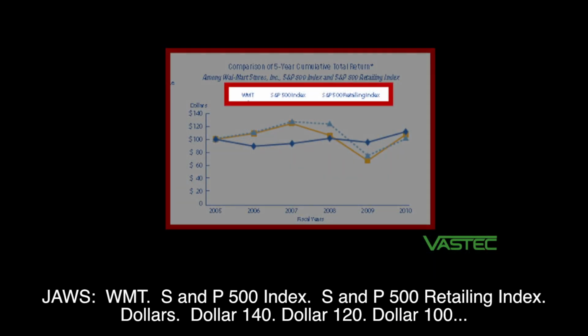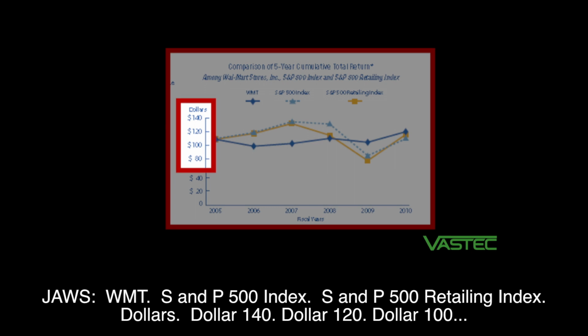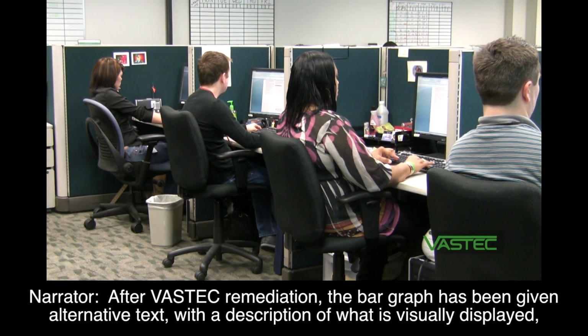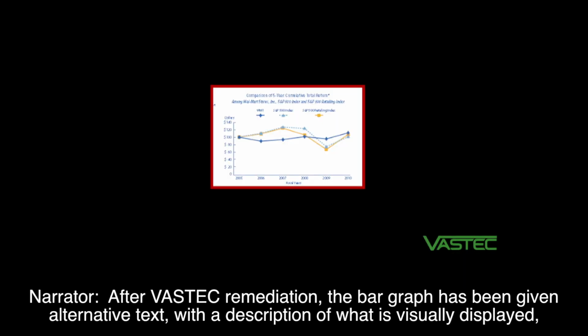WMT S&P 500 Index, S&P 500 Retailing Index. Dollars. $140. $120. $100.